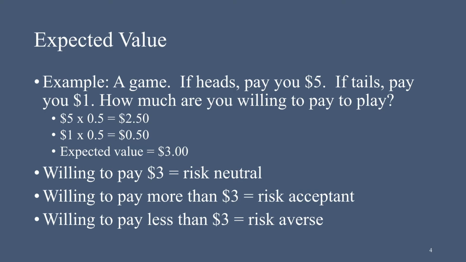The expected value of this game is equal to $3. How do you get that? Well, you multiply the value of the two outcomes times the probability of seeing them, and add those up. So there's a 50% chance you'll get $5. So 5 times 0.5 equals $2.50. And then there's a 50% chance you get $1. 1 times 50%, or 0.5, gives you 50 cents. Now you add those together, you get $3.